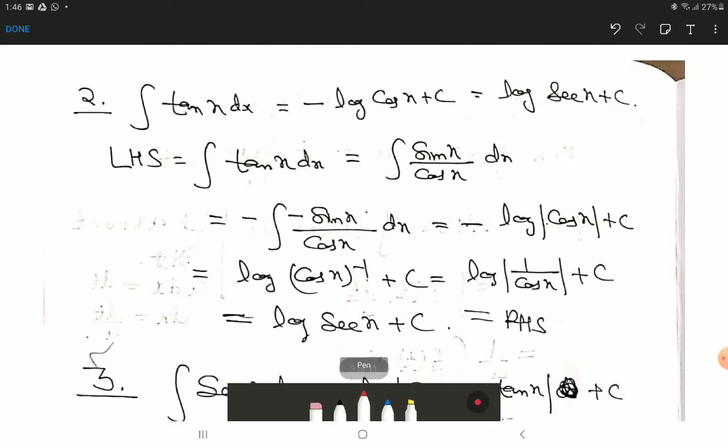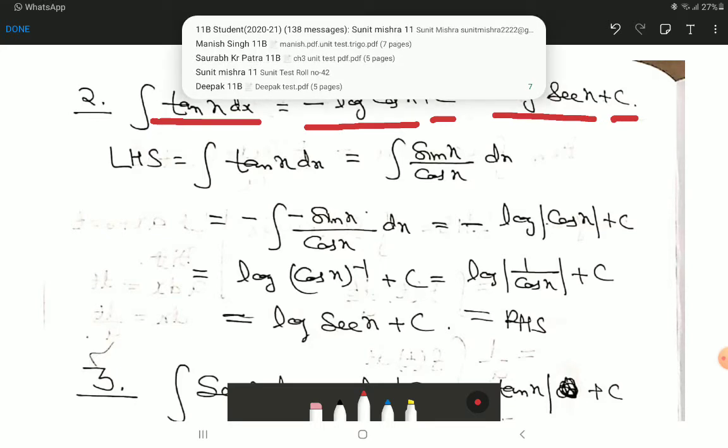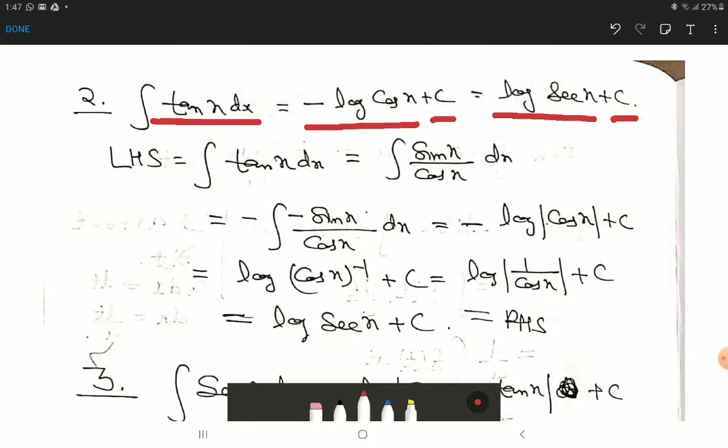integration of tan x dx. Its answer is minus log cos x plus c or log sec x plus c. For proving this formula also, we will be using theorem number 2. So left hand side is integration of tan x dx. Tan x means sin x by cos x. But derivative of cos x is minus sin x, and minus sin x is not present in numerator, it is plus sin x. So we will create a minus sign. I will put double minus, one minus outside, one minus inside. It makes no difference. Minus into minus is plus only.